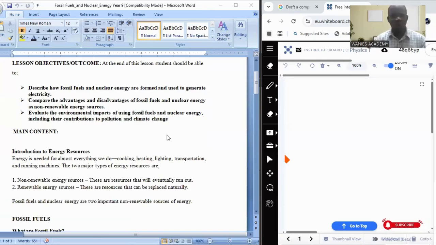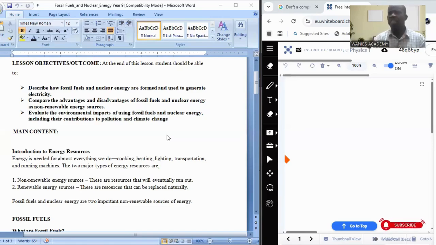Energy is needed for almost everything we do. Cooking, energy is needed. Heating, energy is needed. In lighting, energy is needed. In transportation, energy is needed. In running our machines, energy is needed. So energy is something that you cannot do without.